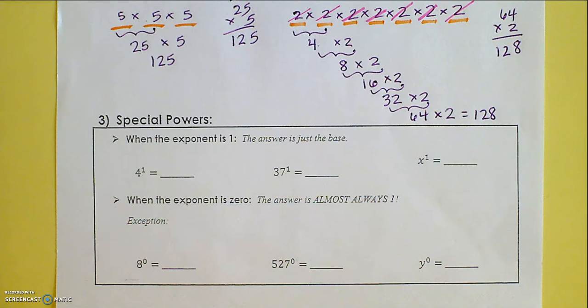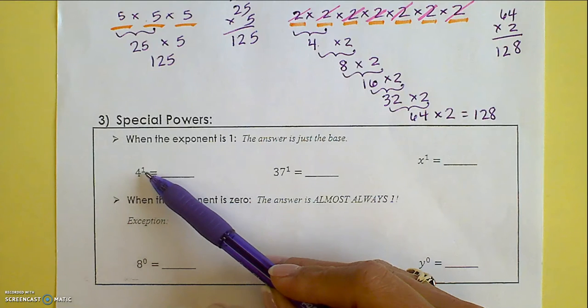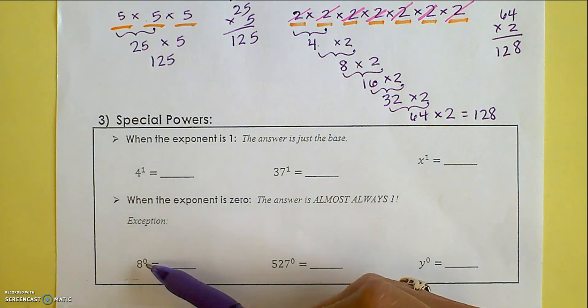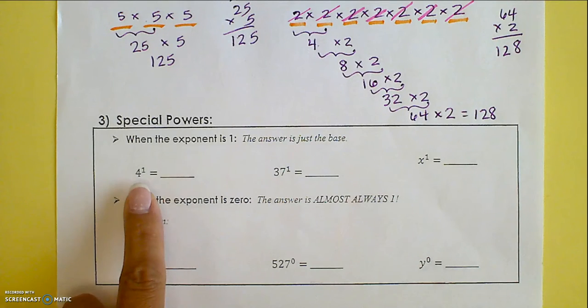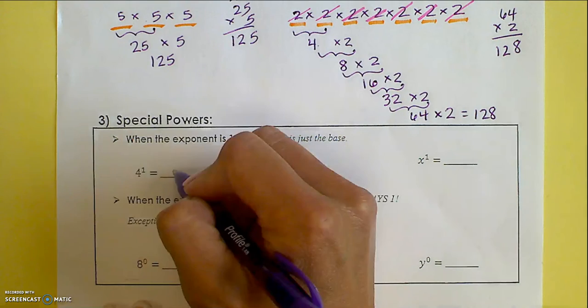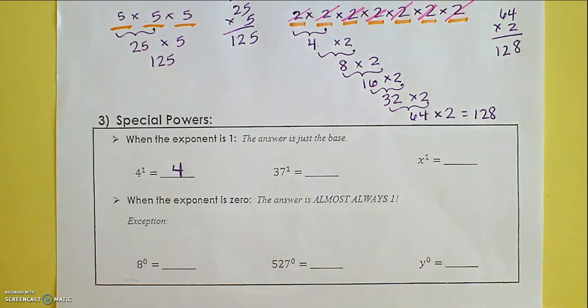Now let's take a look at example 3, special powers, and we're going to be looking at particularly when the exponent is 1 or the exponent is 0. Now when the exponent is 1, the answer is just the base. So 4 to the first power means to write the 4 down once. So that's your answer. 4 to the first is 4.